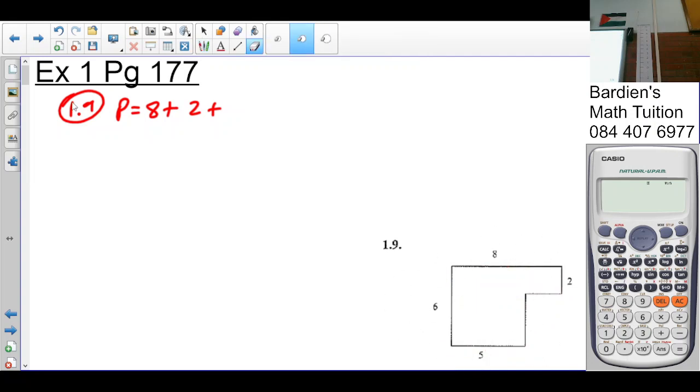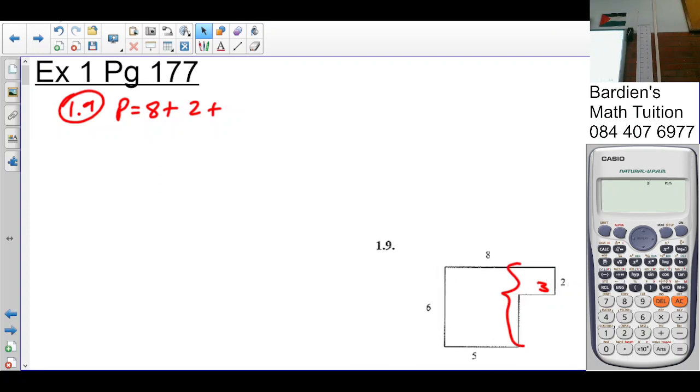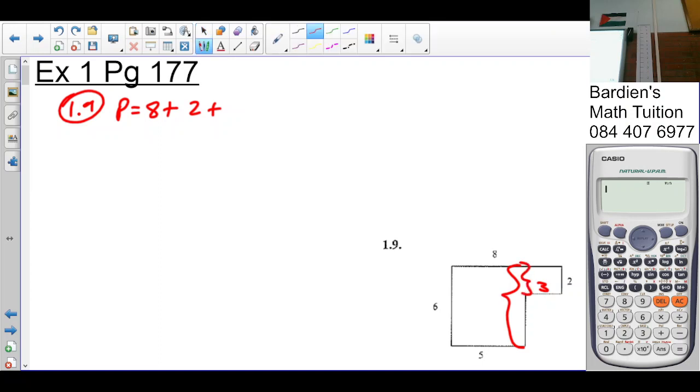Now if this length is 6, then that length is also 6. But this short length here is 2. So this has to be 4. We all agree with that? So there's going to be 4.